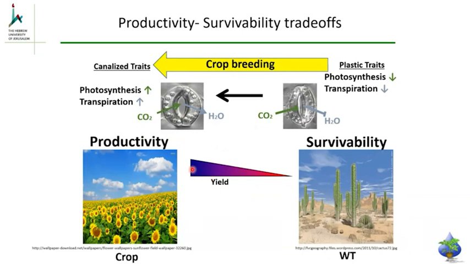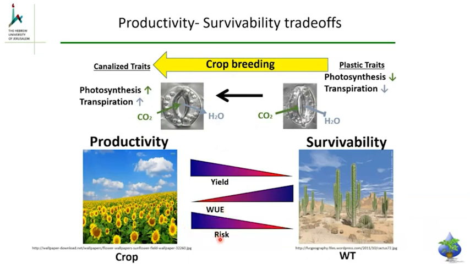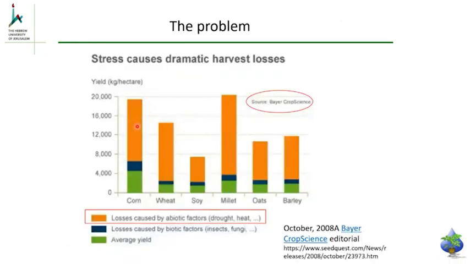This is clearly, but mainly because of canalizing many key traits like photosynthesis and transpiration. But this is at the price of lower water use efficiency, which means higher risk, because if these plants open stomata for a longer time, they are more susceptible to drought. And you can see it every time we have a big drought here. Most of the modern crops can lose up to 80% of the yield because of drought. Similar thing with salinity, but drought is one of the main problems.